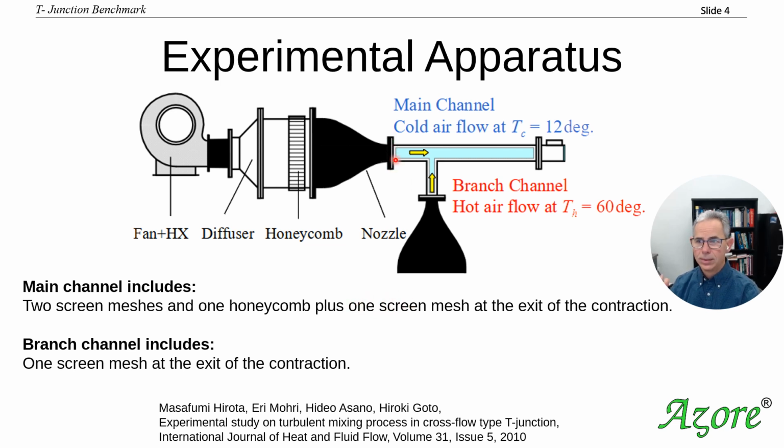And that's really to get the turbulence treated, kind of get the turbulence to a low level. And then on the branching duct right here, we also have a screen mesh at this portion right here. If you're interested in more detailed information about this apparatus, the reference for this benchmark and all of the test data can be found using this reference down here.